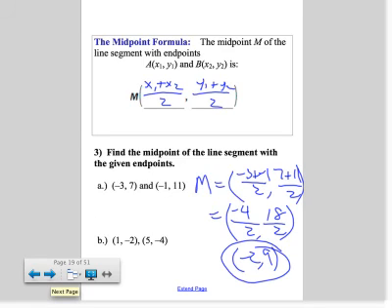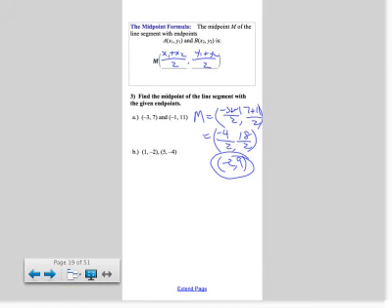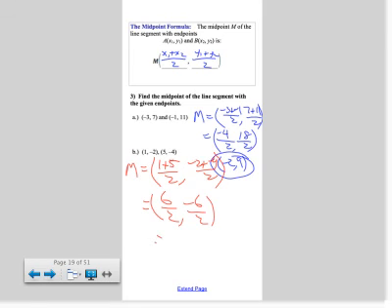Okay, pretty straightforward. Go ahead and try part B on your own right now. I'd pause the video and then just double check with me here. So m equals average your x's and then average your y's. So that's 6 over 2 comma negative 6 over 2. So that's the point 3 comma negative 3 is my midpoint.